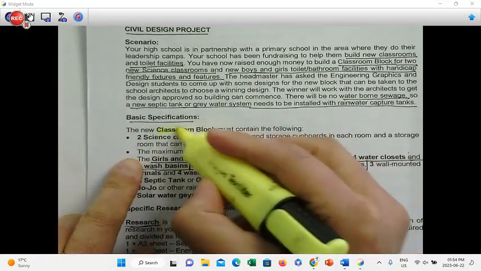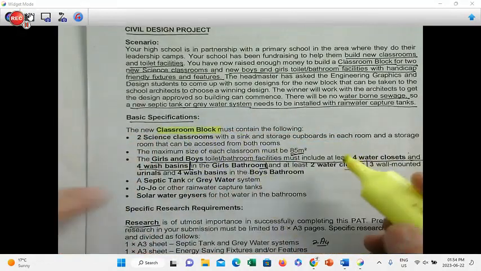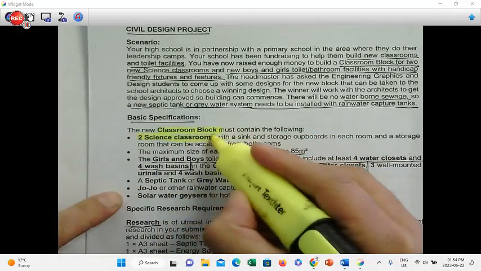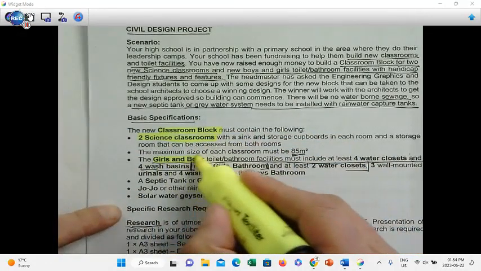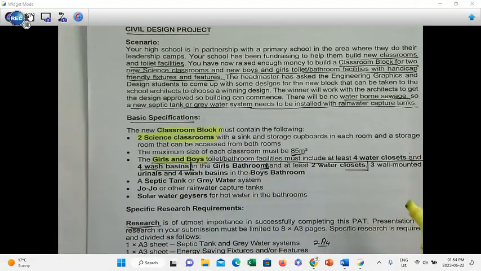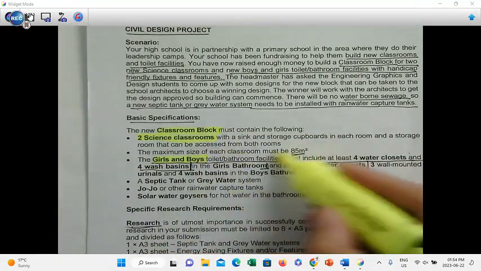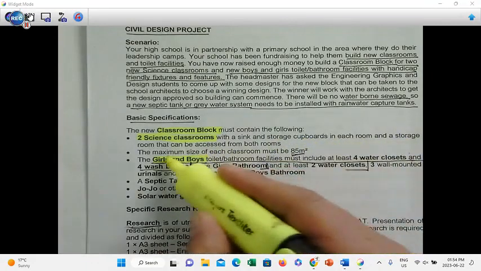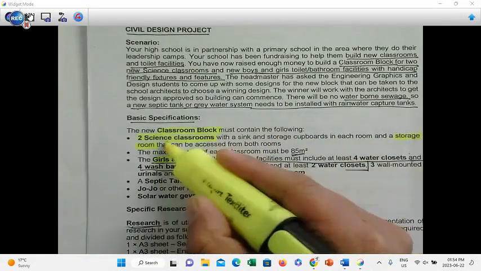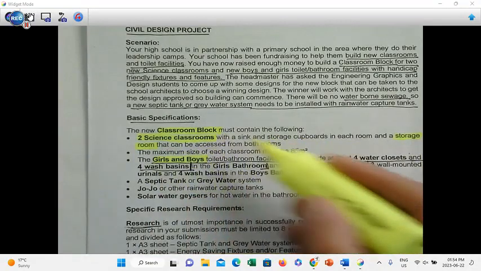It is a classroom block, so it's a unit. There must be 2 science lab classrooms, and then you must have a girls' and a boys' bathroom facility available, and then of course there should be storage in the form of a storeroom that will be shared by both science lab classrooms, right?